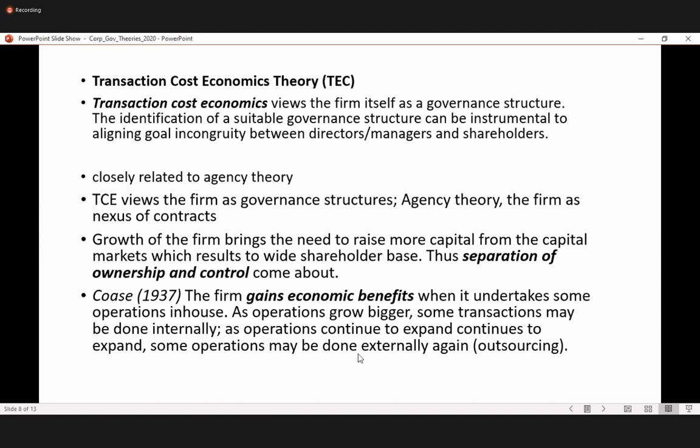What happens is, the cycle now repeats itself. Because the company has become bigger and bigger, it is now becoming less efficient. So then it becomes useful again to do things externally, sending them to the market, to outsource the operation.